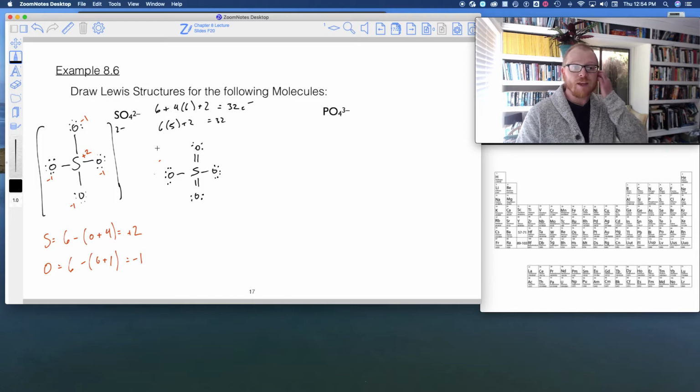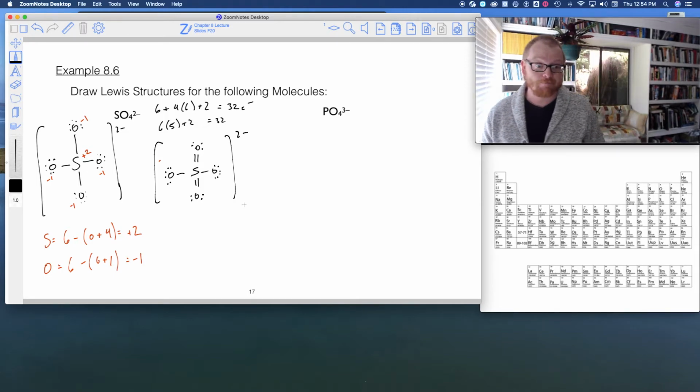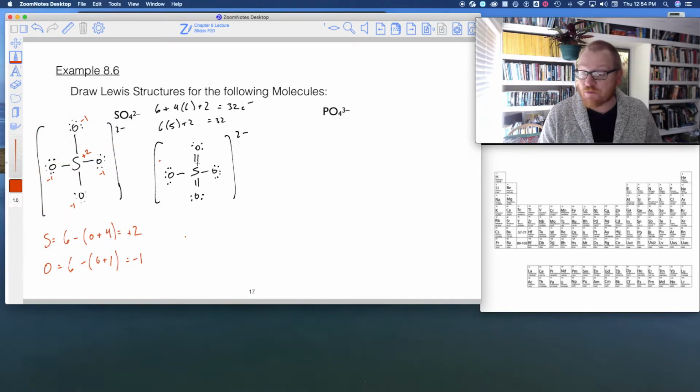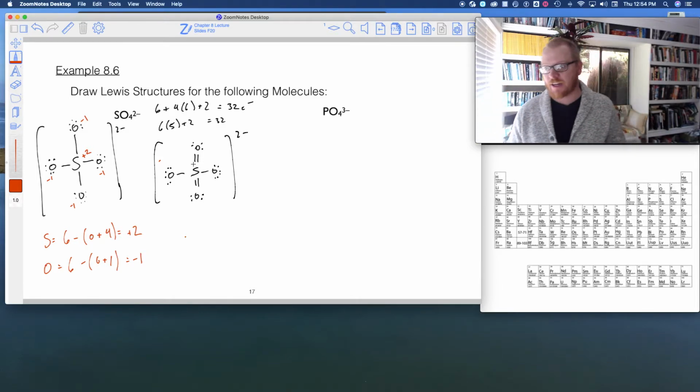Okay. This, as it turns out, is the best Lewis structure. Okay? And this is why. So now if I go to do the formal charges, you notice we've expanded the valency of sulfur. We busted the octet rule. But we can do that for sulfur.